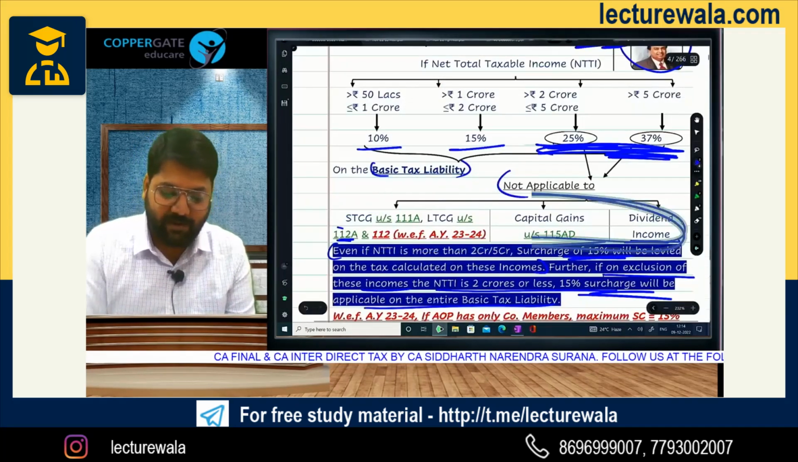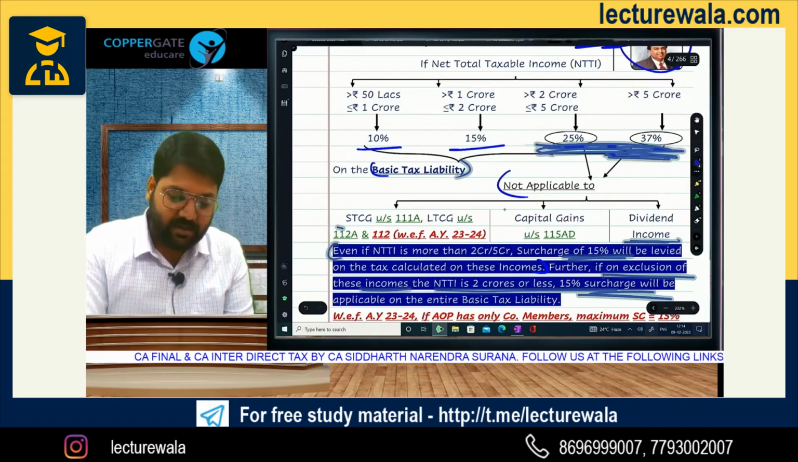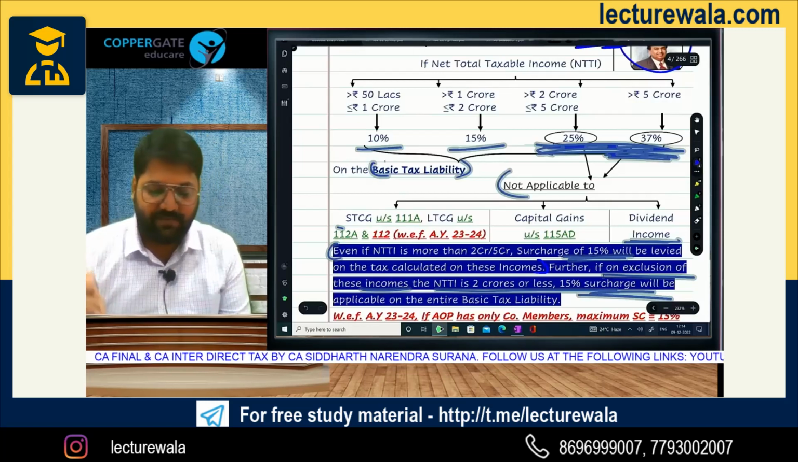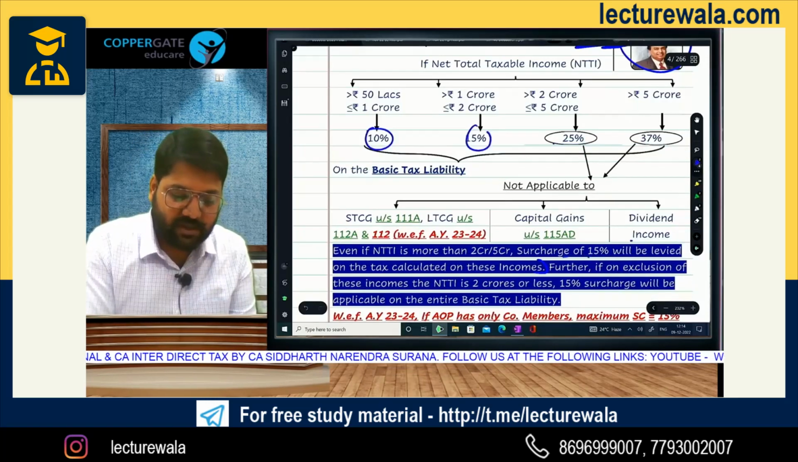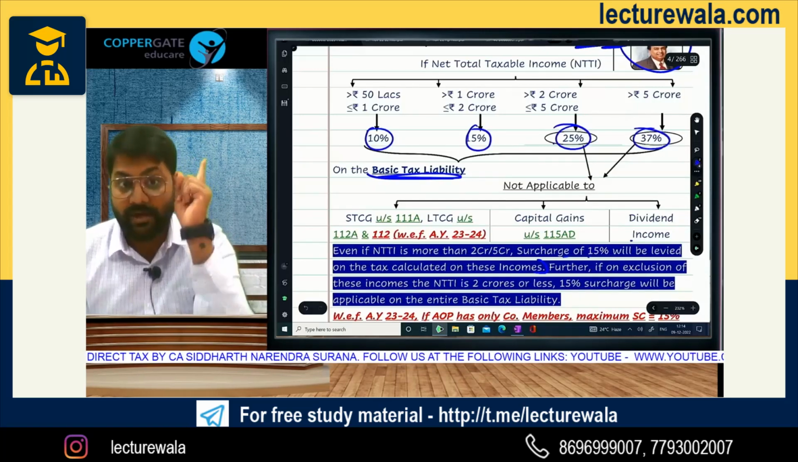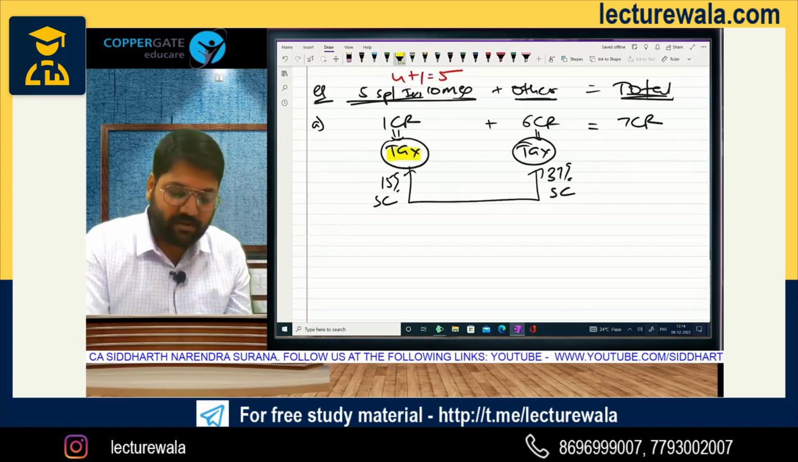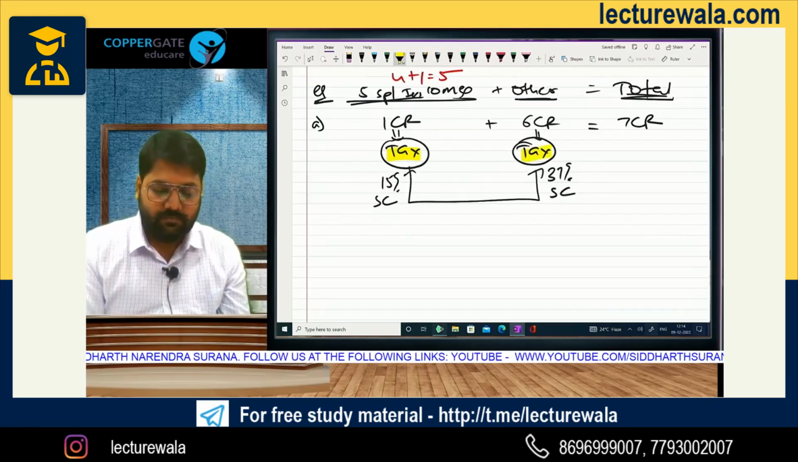Now the first paragraph will be very, very clear to everyone. The second paragraph is complicated; I will discuss that again. There are 4 rates of surcharge: 10, 15, 25 and 37. All 4 are on tax, not on income. Observe carefully, we have first calculated the tax, not on income.